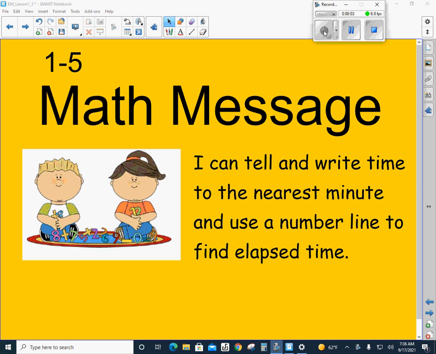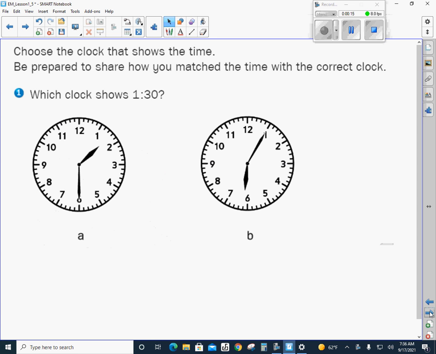All right, boys and girls, this is Math Message 1-5, and in this lesson we're going to work on telling and writing time to the nearest minute and using a number line to find elapsed time. All right, first thing we're going to do is I want you to choose the clock that shows the time. Be prepared to share how you match the time with the correct clock.